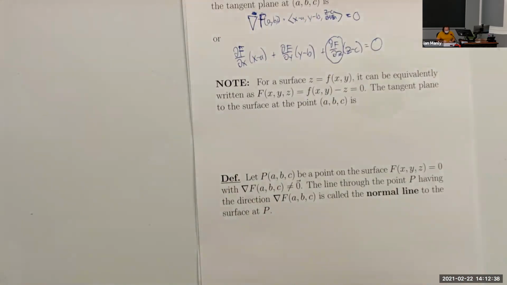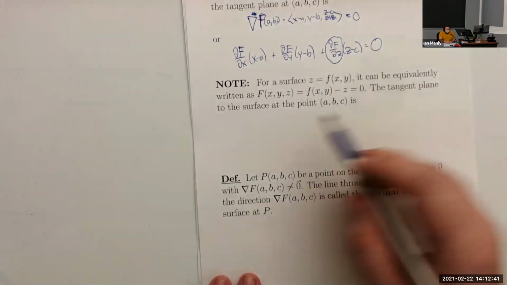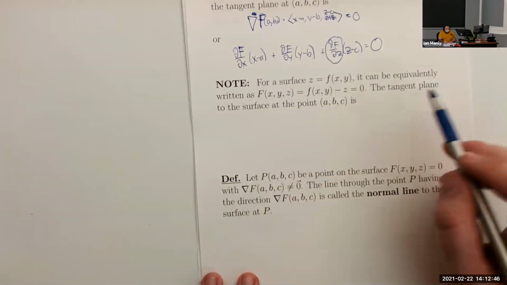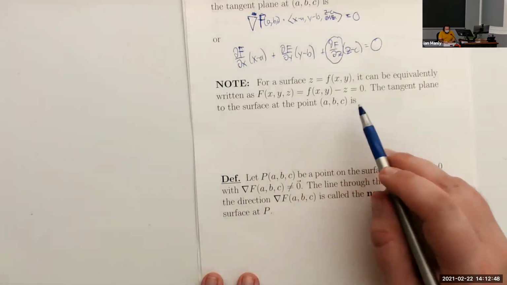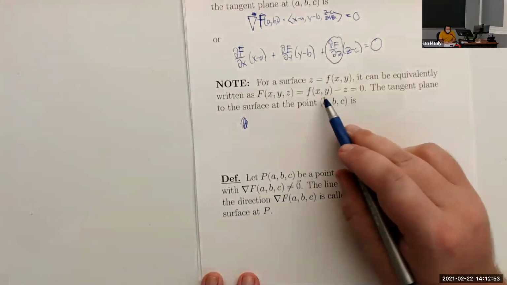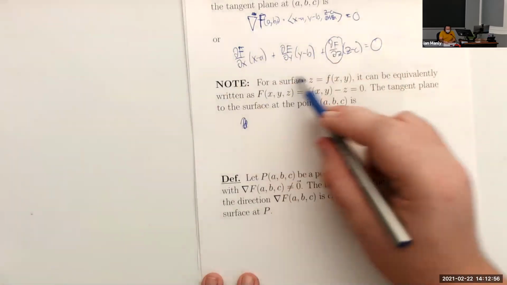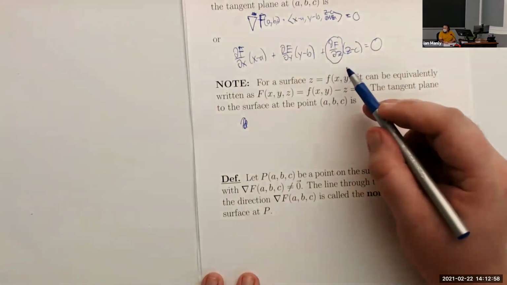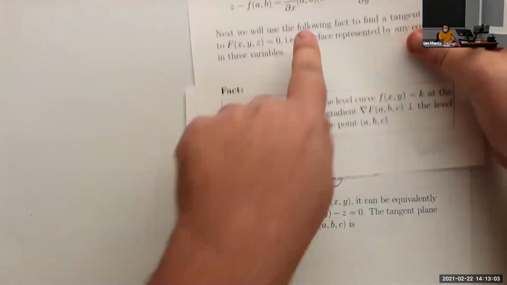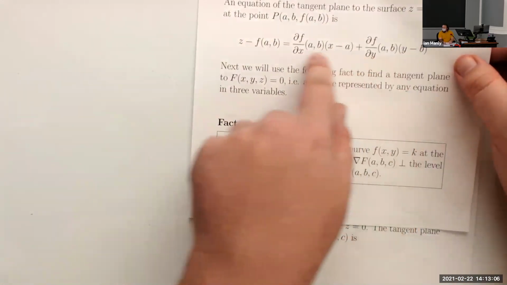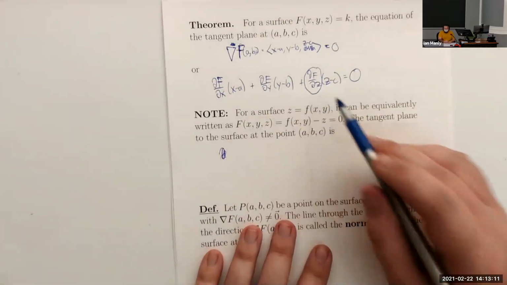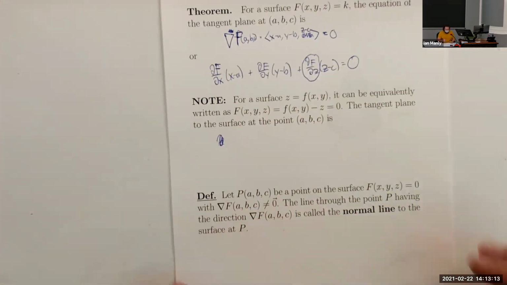All right, so a surface can be equivalently written as F of x, y, z equals f of x, y minus z equals 0. The tangent plane to the surface at this point is going to be, well, what this is saying is that this is the general case of the tangent plane formula that we had earlier. In the previous lesson, we ended up having this, right? This was our tangent plane here. And now I'm saying that we can have this equation as well. And it turns out that the old one is a special case of the new one.